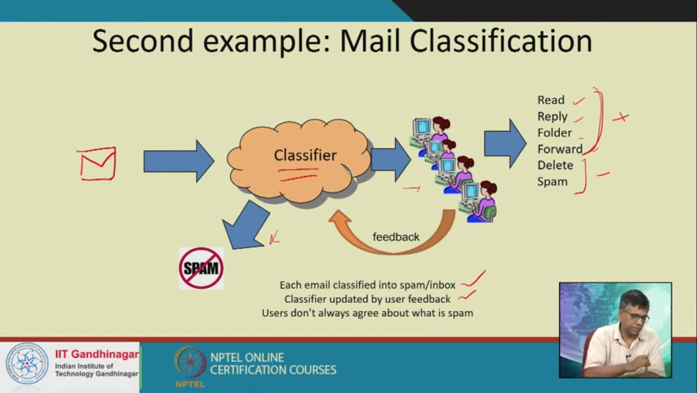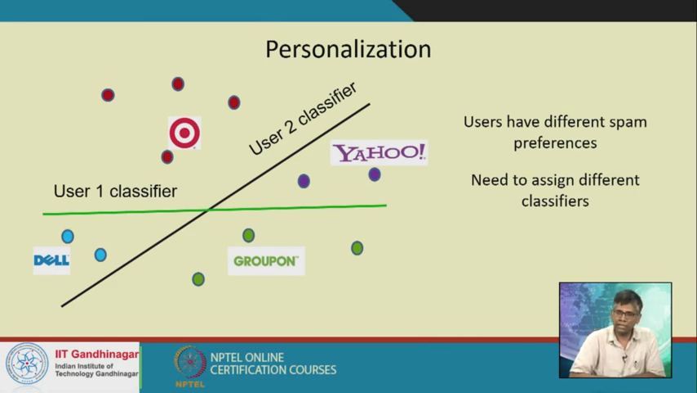The classifier has to be updated by user feedback, which means that it has to be updated frequently, because the nature of spam keeps on changing and users don't always agree about what is spam, right? So in machine learning terms, in order to satisfy those requirements, this is what we have to do, right? So suppose we are representing each email as a point in some high dimensional space.